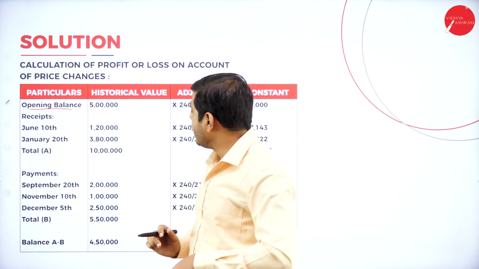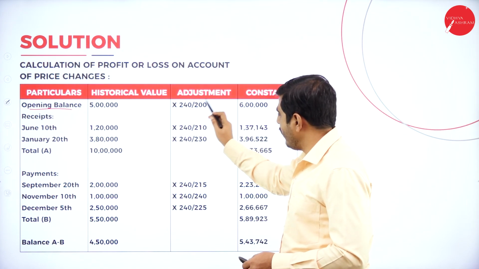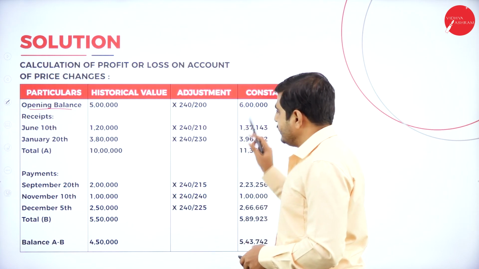That means inflation has increased. Inflation has increased to the extent of 1 lakh rupees. So 240, current year index, divided by base year index will be 6 lakh rupees.